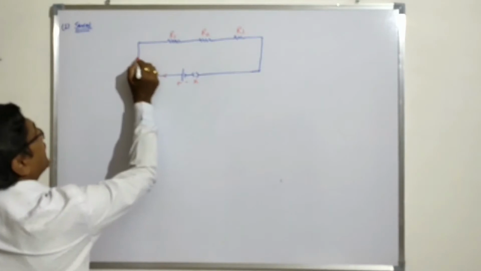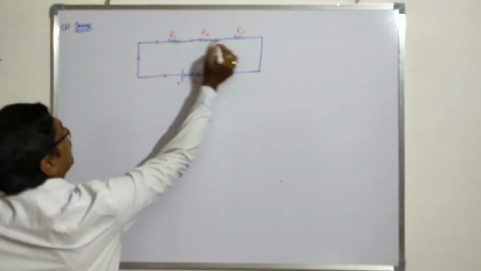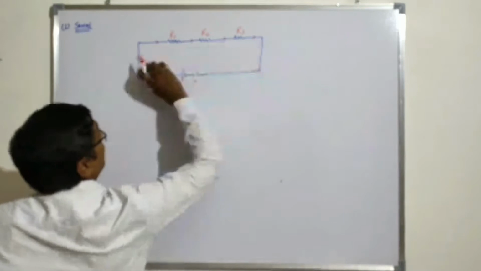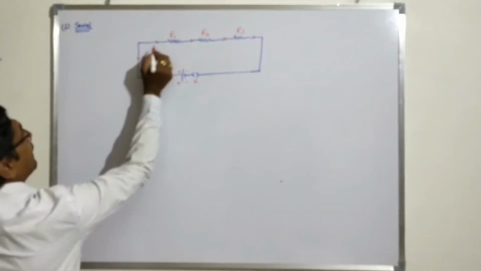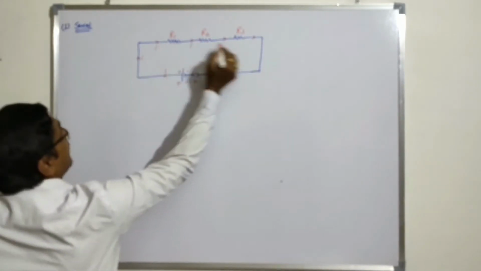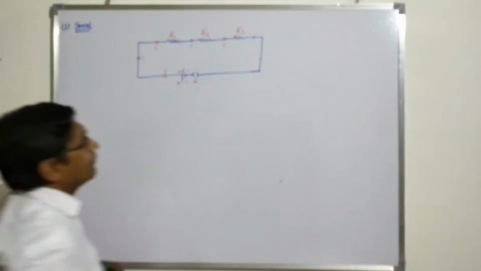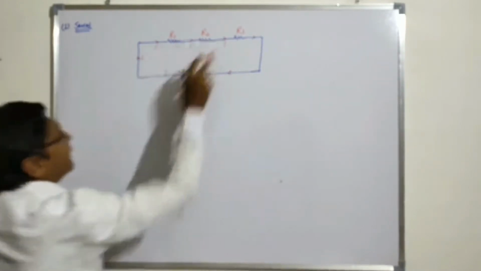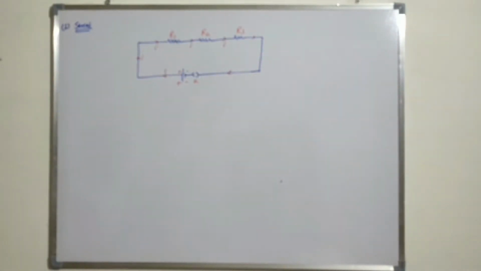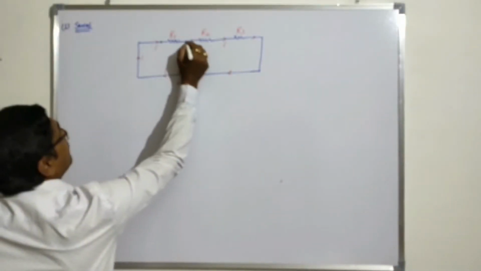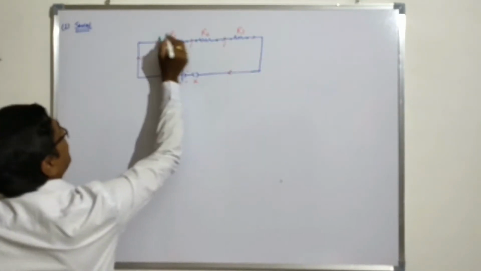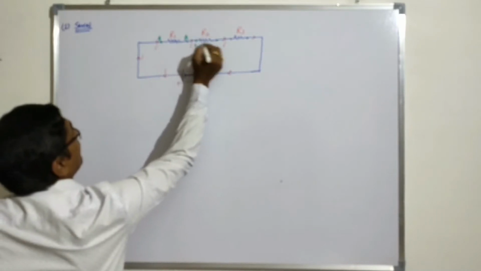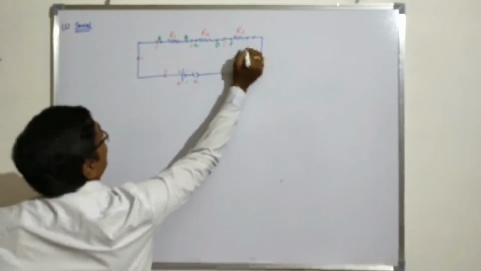The direction of current is here. Look here: current I flows starting from the battery's plus terminal. This is I, and in each resistor the current flowing is I. That's why we can say these resistors are connected in series. And suppose these points are A and B, C and D, F and G.